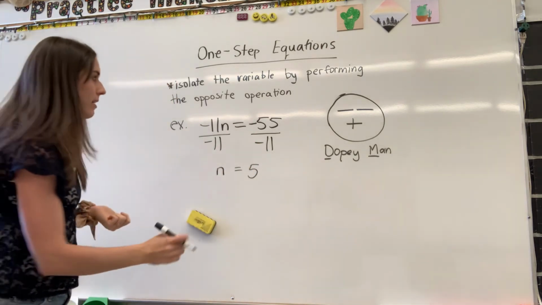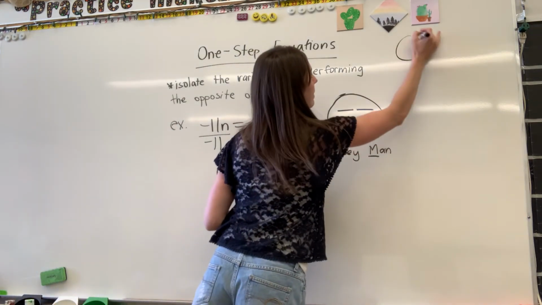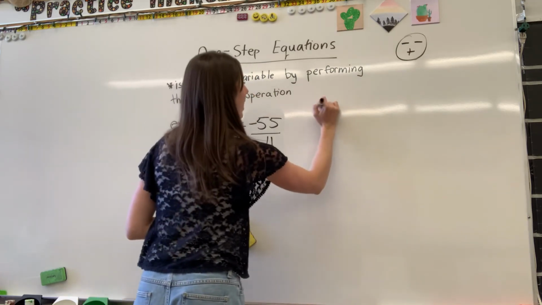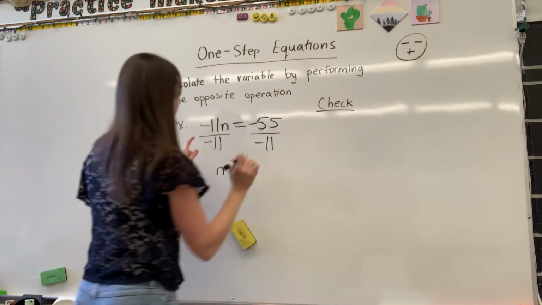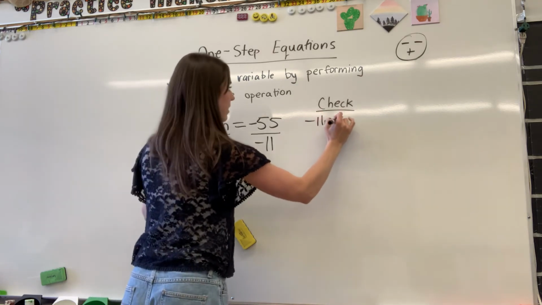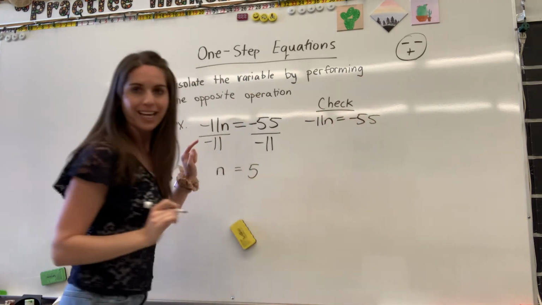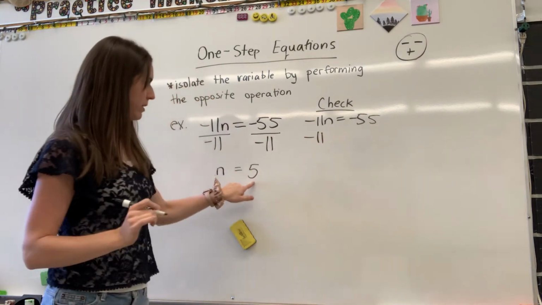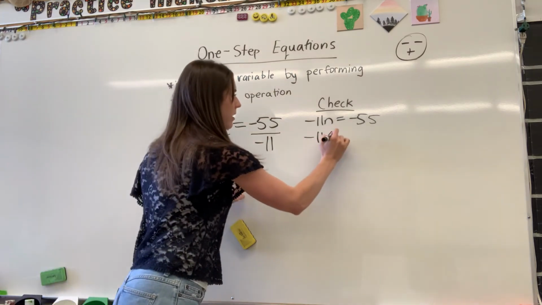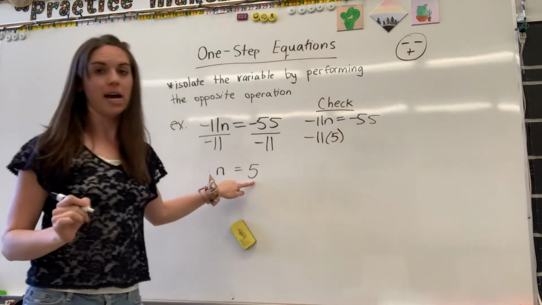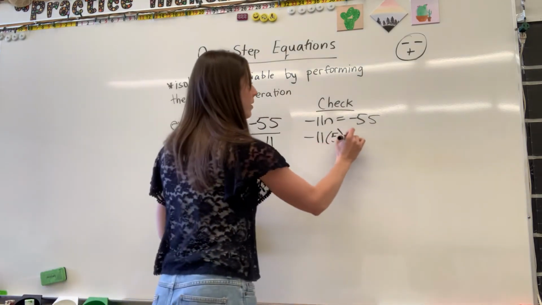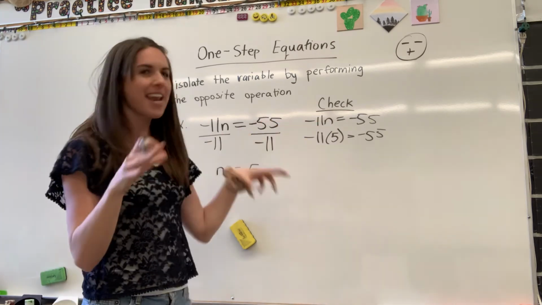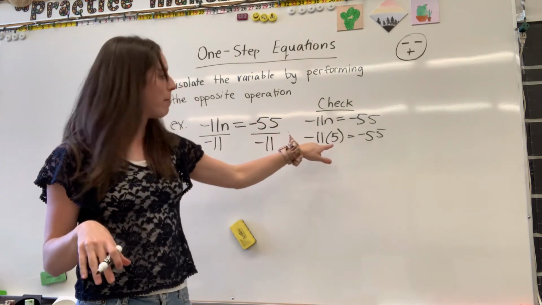Now we're gonna check it, okay? So I'm gonna erase, actually I'll just redraw him up here just so you have him around. Check. And then I'm gonna rewrite my original equation. Negative 11n, what did we solve? What did we determine n to be? 5. So rather than writing n, I am writing 5. Everything else stays the same. Now, oh, here we go. I should have saved it for this. Now, negative 11 multiplied by 5.